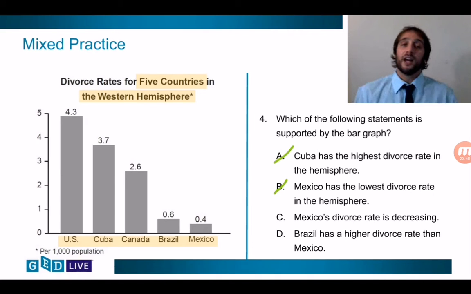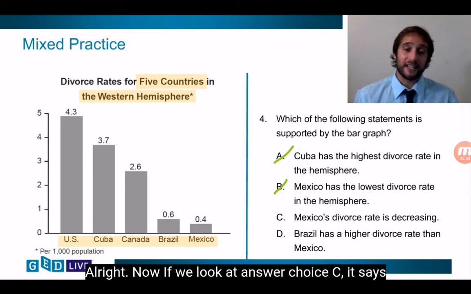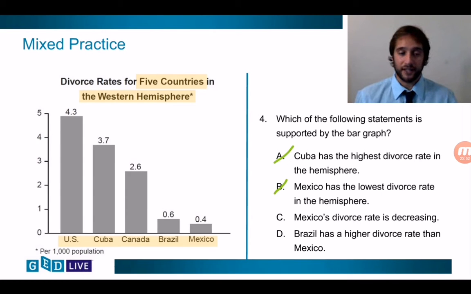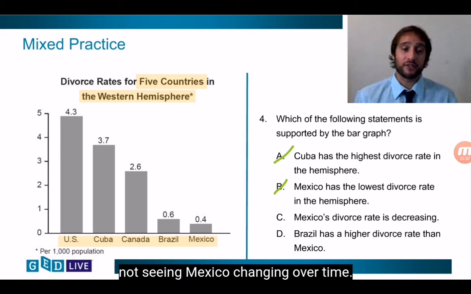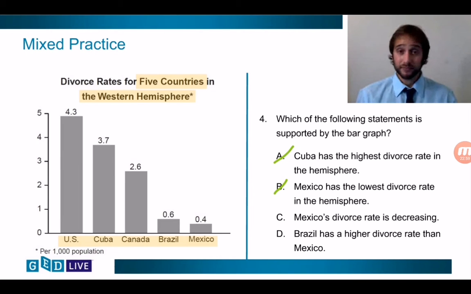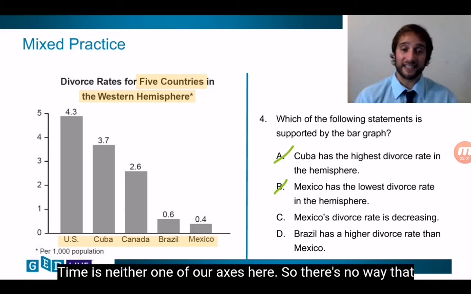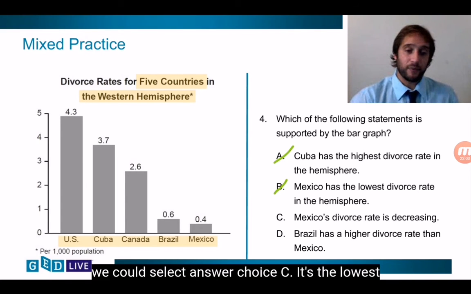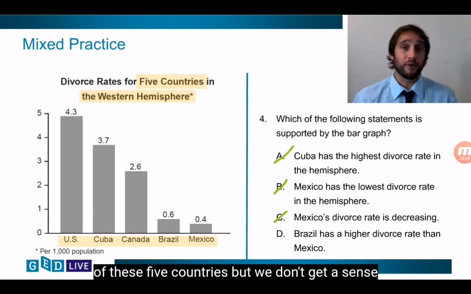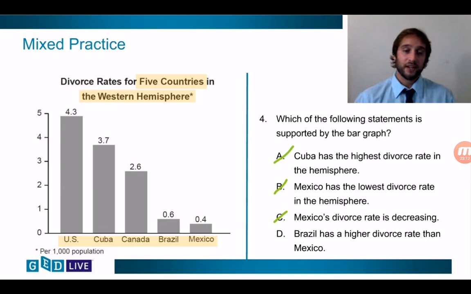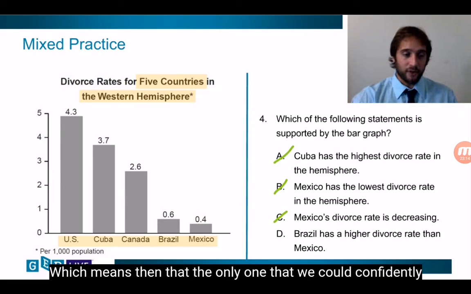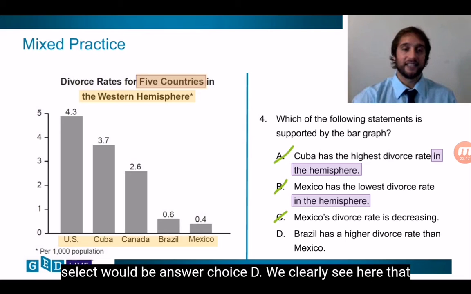Okay? All right, now if we look at answer choice C, it says Mexico's divorce rate is decreasing. Well, this is just a static divorce rate. We're not seeing Mexico changing over time. Time is neither one of our axes here. So there's no way that we could select answer choice C. It's the lowest of these 5 countries, but we don't get a sense of what that divorce rate is doing over time. Which means then that the only one that we could confidently select would be answer choice D.